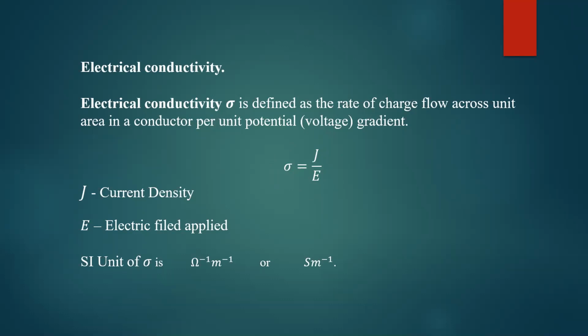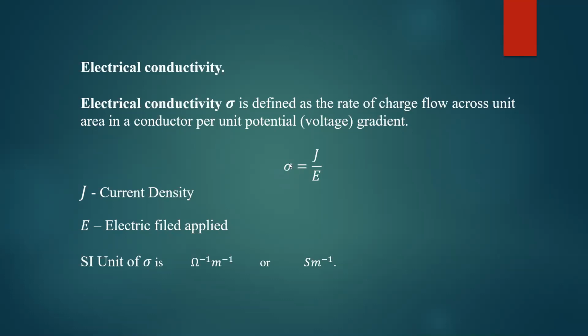So at the end of the class I will show you how this sigma equal to J divided by E gives you Ohm's law, V equal to IR. This is equivalent to V equal to IR, where sigma is called conductivity, which is the reciprocal of resistivity, and conductivity is constant for a material. For copper it is constant, for iron it is constant. It is independent of dimension.